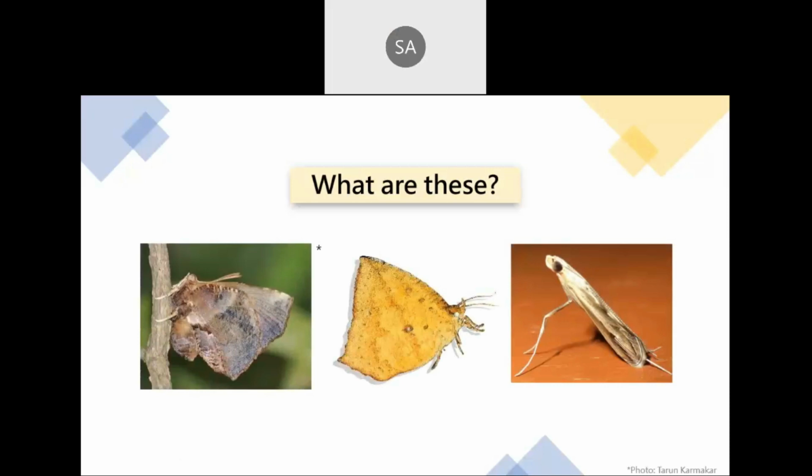Okay, so now coming to the difference between moths and butterflies. We can see these three different individuals here. These can be easily confused. The first one is a butterfly, which can be confused for a moth. The second one is a moth that can be confused for a butterfly, and the third one is a moth which will be confused for some other insect. So in order to distinguish these different kinds of creatures, we need to know their taxonomy. So next slide.